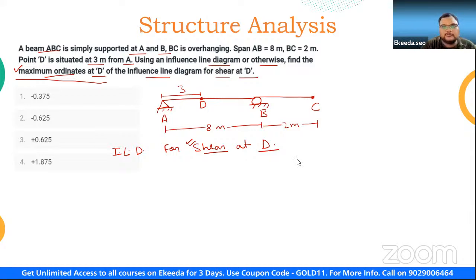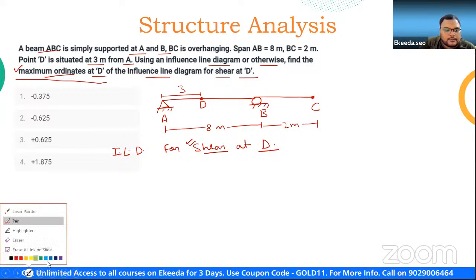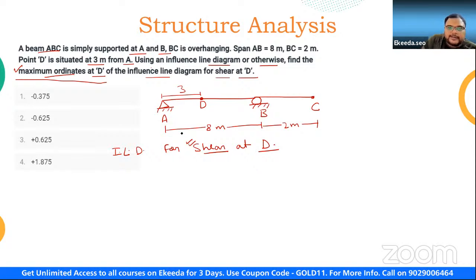Now let me tell you how to solve this one. See here, I have to draw the influence line diagram for shear at point D. To draw the influence line diagram, I will put a roller. So this will go down and this will go up. Now I have told you previously that whenever we have any support, at the support we have zero reaction. Similarly here at support it will be zero reaction.